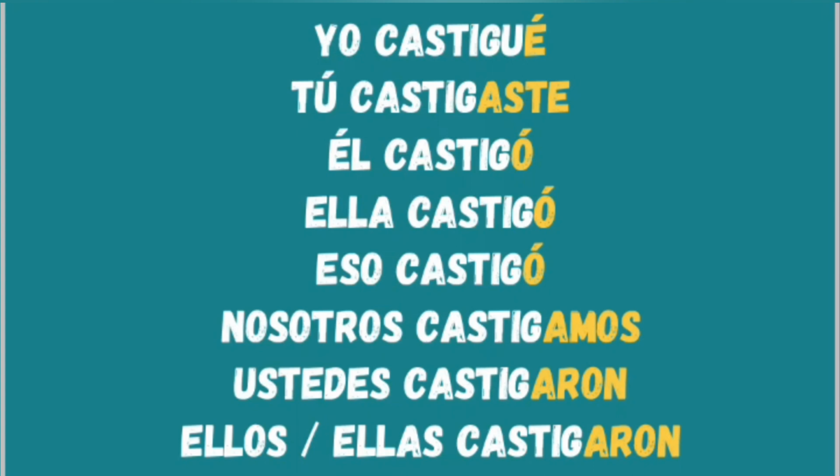Nosotros castigamos. If you want to say you punished in the plural form, you punished, then you have to say ustedes castigaron. Ustedes castigaron. Okay, in Spanish. And then if you want to say they punished, in Spanish you have to say, if you are referring to a group of boys, ellos castigaron. Ellos castigaron. And if you are referring to a group of girls, then you have to say ellas castigaron. Ellas castigaron.